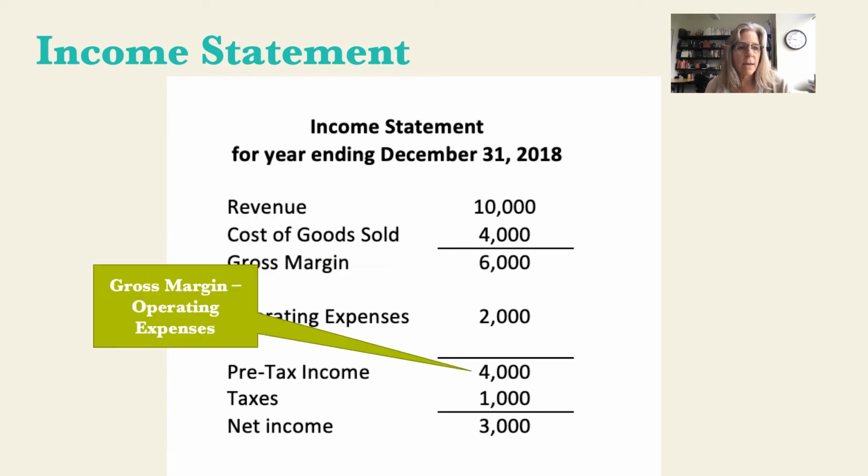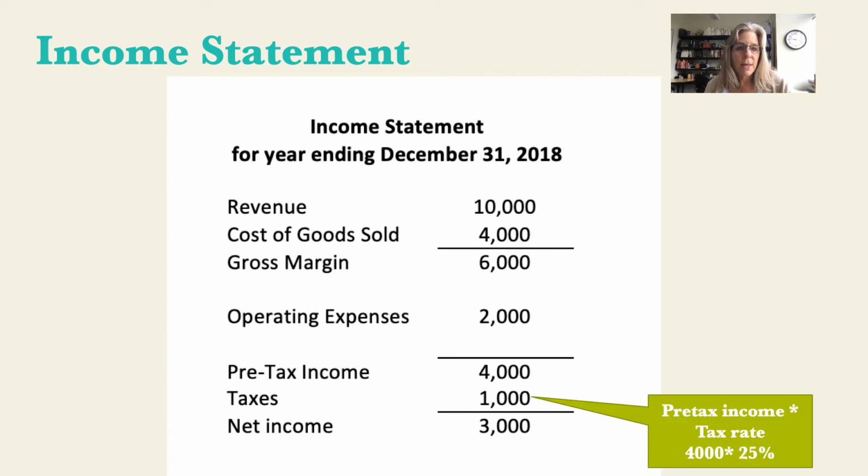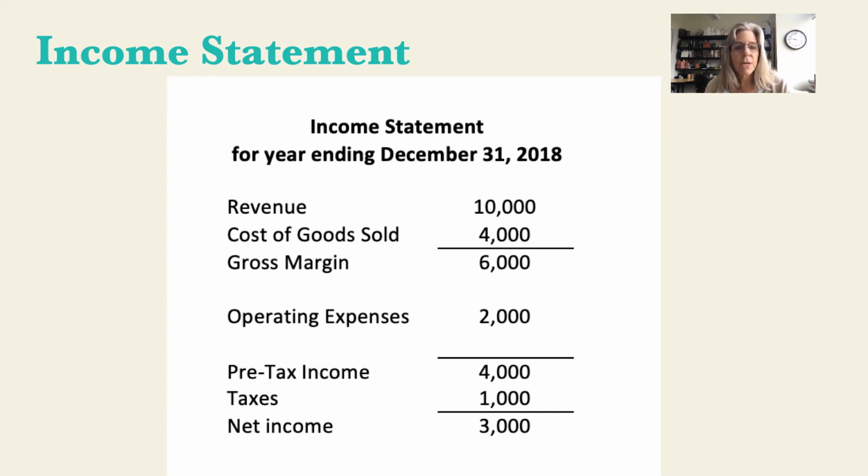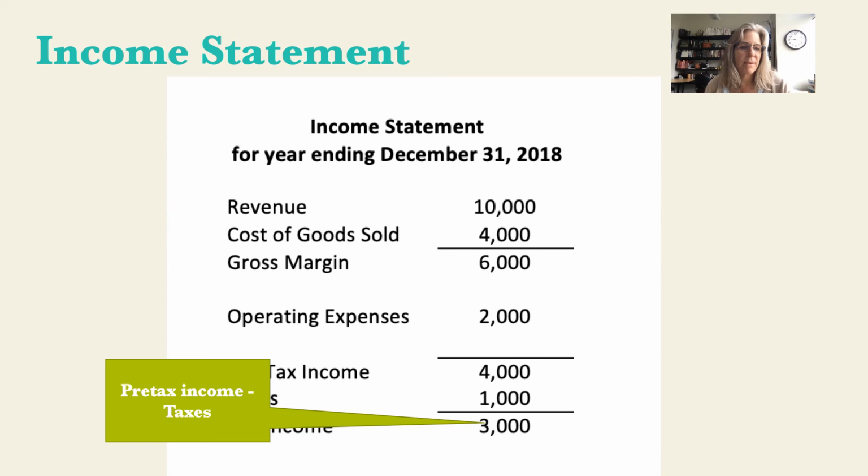The next thing we'll look at is pre-tax income, which is gross margin minus operating expense. You can see it's 6,000 minus 2,000 is 4,000. The next category then is taxes, because we often want to know how much money a company actually gets to keep, and taxes are the portion that you have to pay to the government. So in this case, it's just the pre-tax income times the tax rate. So I have 4,000 times a 25% tax rate is $1,000. And then the last thing is net income, which is pre-tax income minus taxes. So you can see how this calculation goes, and you can practice this in your homework assignment.